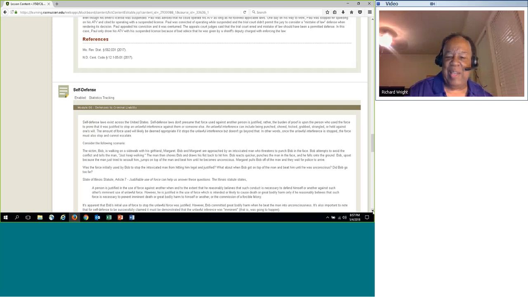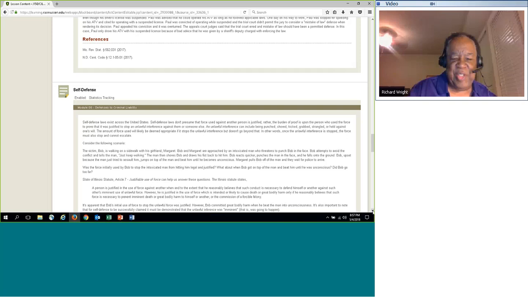The amount of force will likely be deemed appropriate if it stops the interference but doesn't go beyond that. In other words, when the unlawful interference is stopped, the force must also stop. So you can't use a weapon if a person just raised their hands to hit you. Now, we can consider this: if a person is a karate expert or a professional boxer and they use their hands in that situation, then that will probably allow you to protect yourself as an ordinary person in a situation where you might not otherwise be able to use a weapon like a gun or a knife.